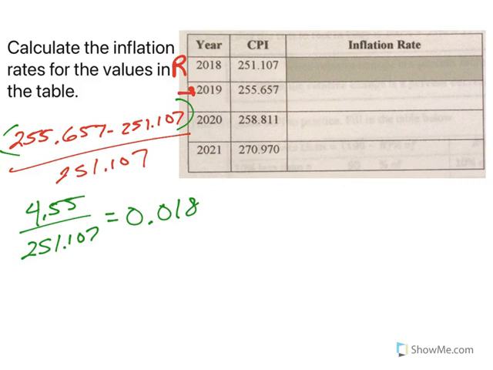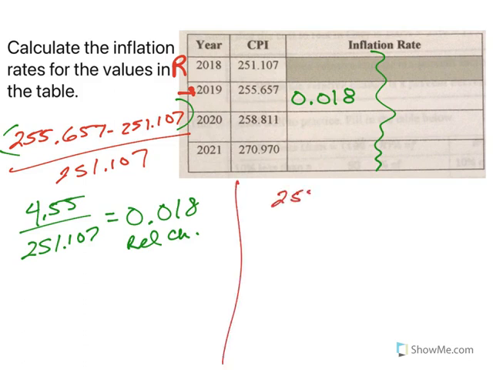Now, this is all fine and dandy, but that tells us the relative change, or the growth. If we want an easy way to calculate the inflation rate, this is our rate, but we can also say, if we take 255.657 and divide by 251.107, this will give us a reference value of 1.018.